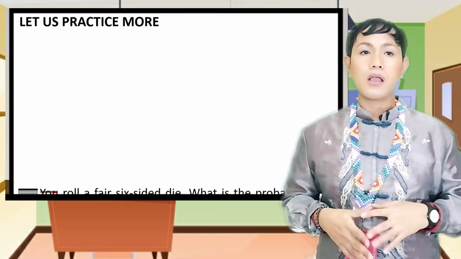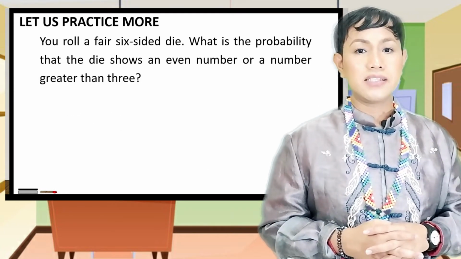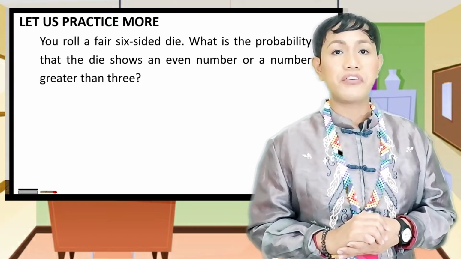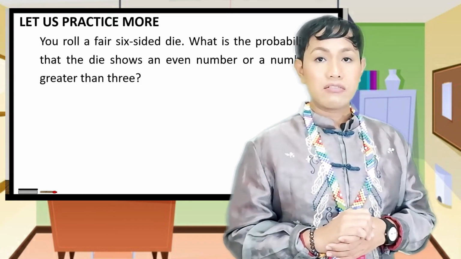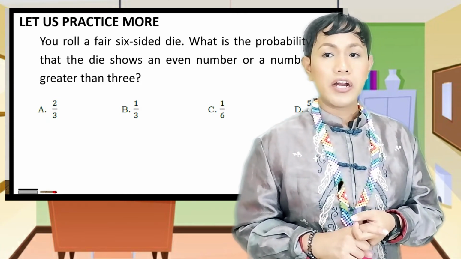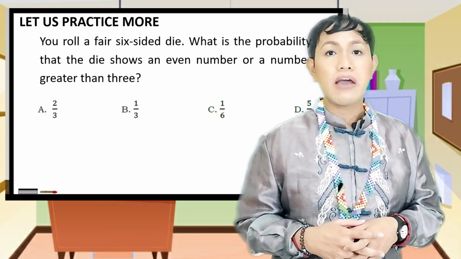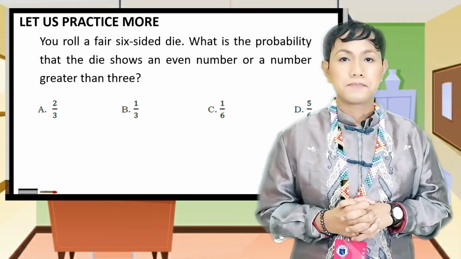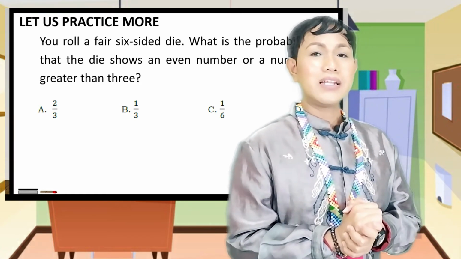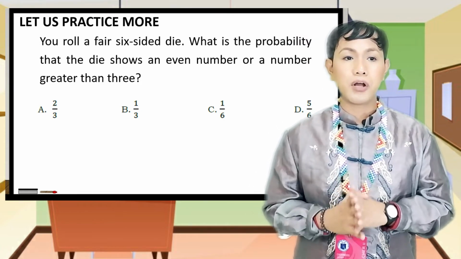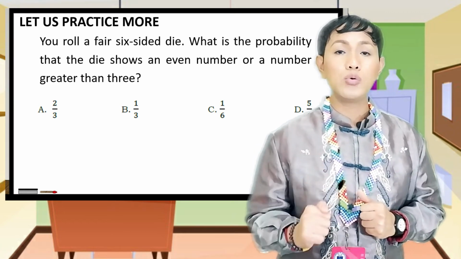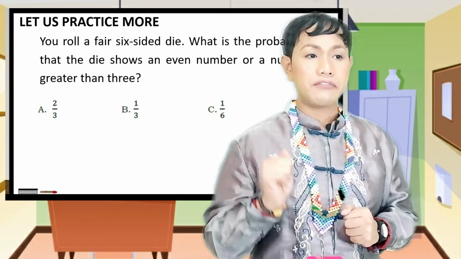Next problem. You roll a fair six-sided die. What is the probability that the die shows an even number or a number greater than 3? So, is it letter A, 2/3, B, 1/3, C, 1/6, or D, 5/6? What is your answer? Let us see. The solution to this problem is that we first establish that once again, this is an example of an inclusive event or a non-mutually exclusive event.